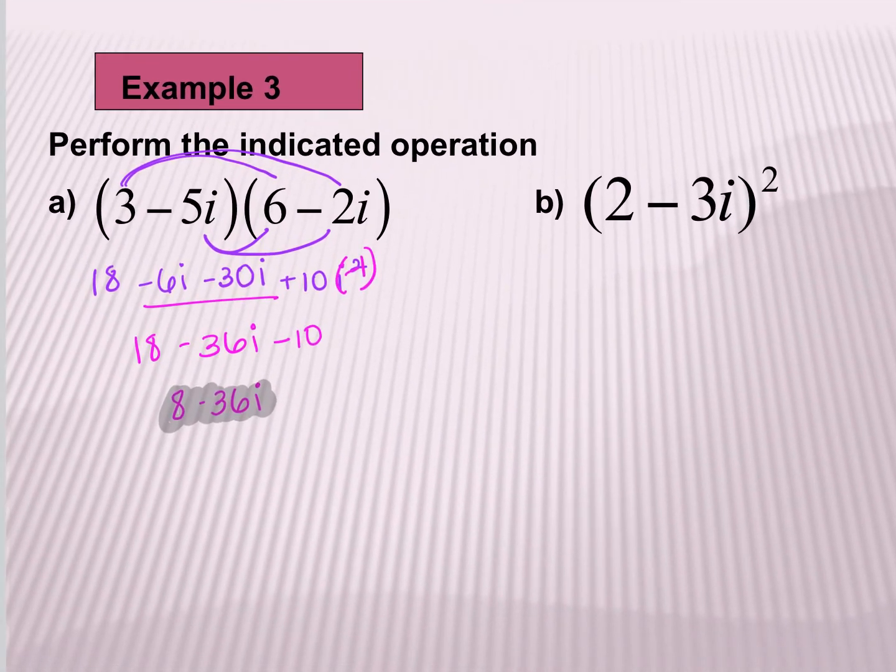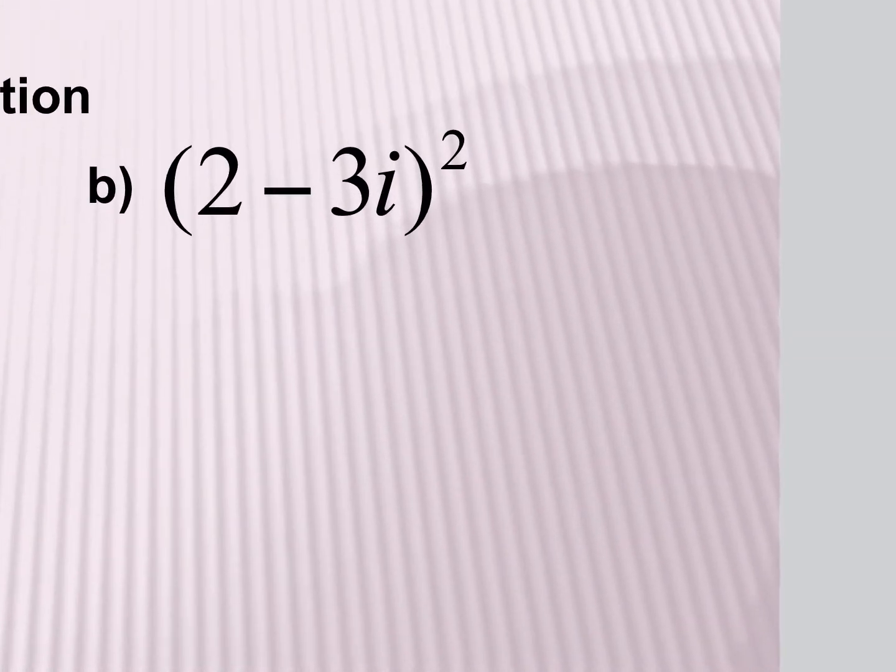B, do I distribute this exponent and say that that is 4 minus 9i squared? No, for the love of God, please don't do that, okay? You can't distribute an exponent on a sum or difference. We have to expand and FOIL this. So this becomes 2 minus 3i times 2 minus 3i.